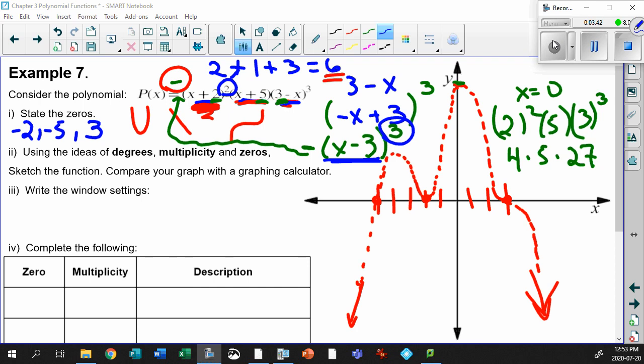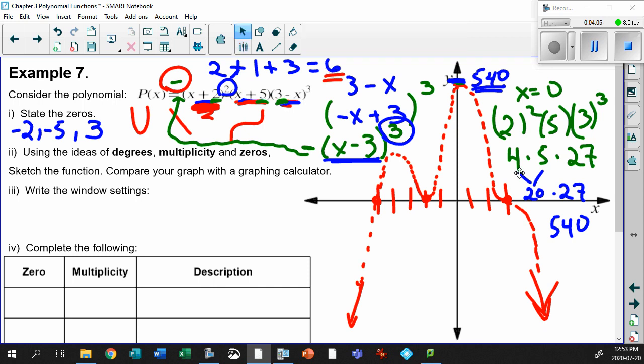That's going to be 20 times 27. Well, okay, wait a second. 2 times 27 is 54, with an x. That's going to be 540. That's going to be the y-intercept. That's my prediction as to the y-intercept. Oh my God, that's going to be huge. Okay, so let's write the window settings for this once we graph it.